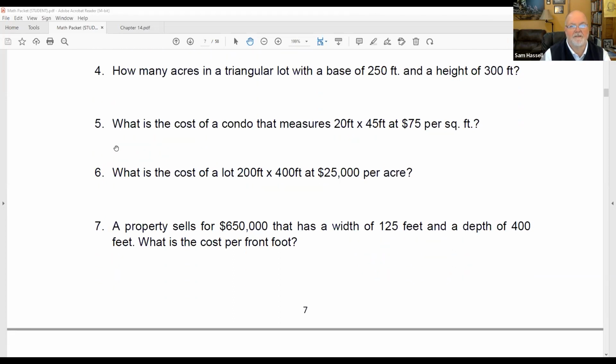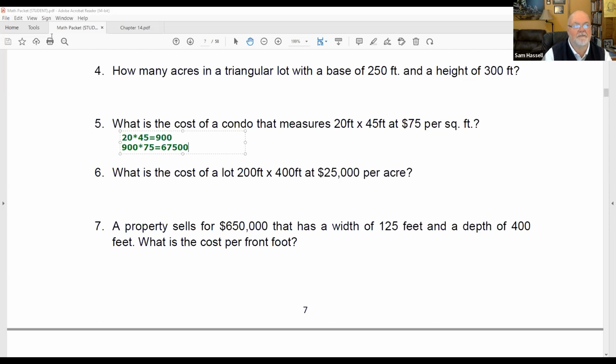Number 5, what's the cost of a condo that measures 20 feet by 45 feet at $75 a square foot? There you go. 20 times 45 is going to be 900. 900 times 75 is 67,500. All right, there you go.